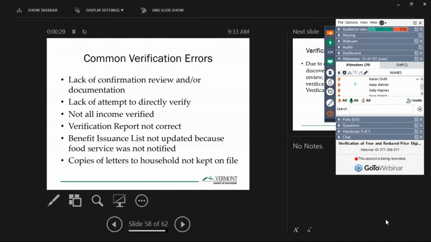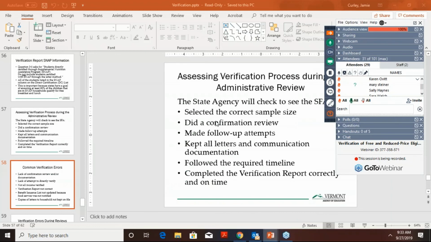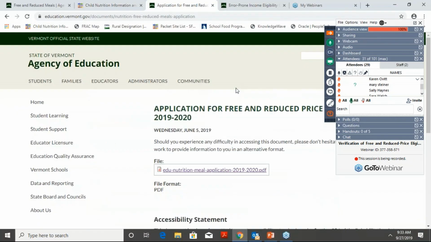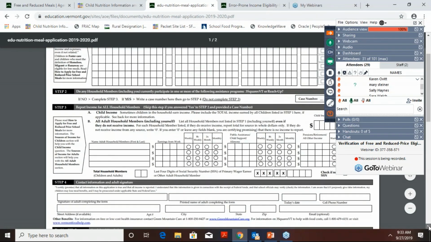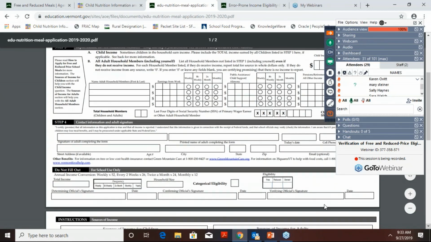Some of the common verification errors that we find are that folks didn't do that confirmation review or they didn't document it. And I will just point out that, as I mentioned, that spot for it is at the bottom of the free reduced price meal application. So we're just going to look right here and you can see the determining official signature, the confirmation official signature, and the verifying official signature.